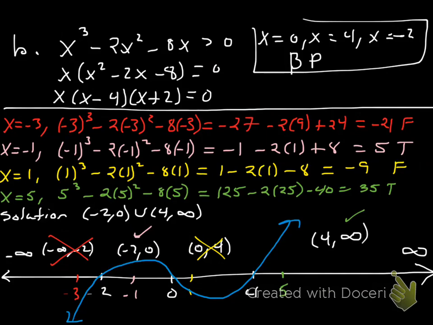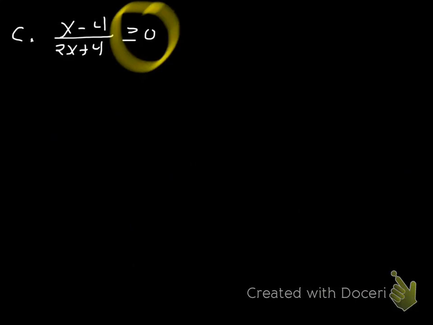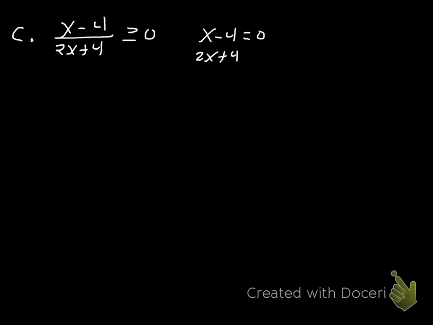Okay. So these two were examples of polynomials, and we'll do two with rationals. So remember with the rationals, we needed to set the numerator and the denominator equal to 0. So for this particular one, we want this rational to be greater than or equal to 0, so we're looking for positives. So set both the numerator and denominator equal to 0. Those are going to be our boundary points or cut points.